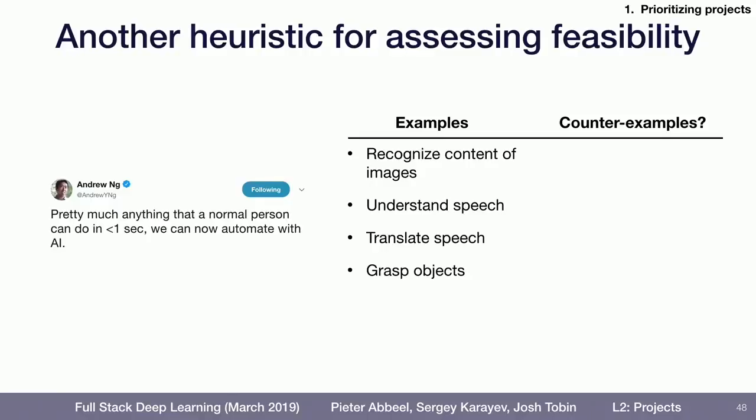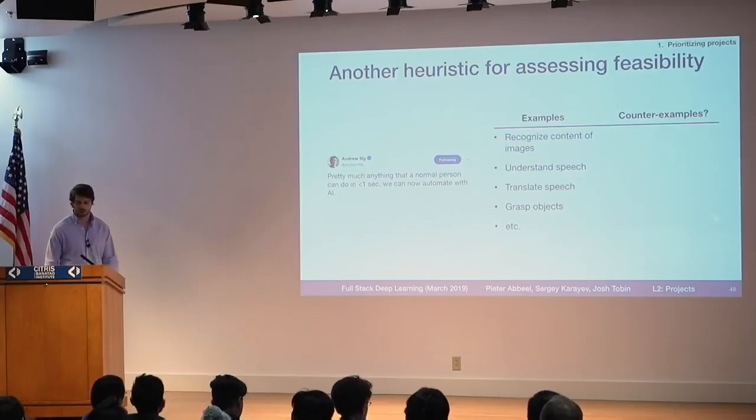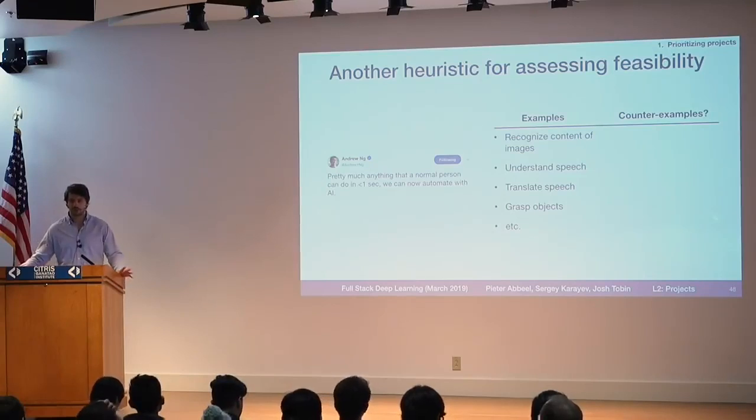There are some examples of where this is largely true, right? So recognizing the content of images, understanding speech, translating speech, even grasping objects. These are all things where this is a plausible claim, if maybe a bit of a stretch. But I think there are also a lot of counterexamples. Actually, does anyone have anything that they think is a good counterexample for this claim?